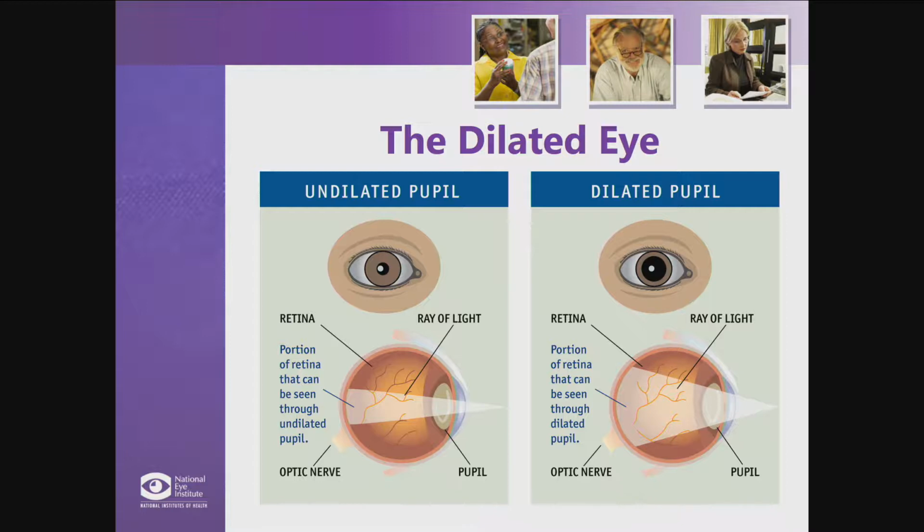And we understand that. For one, the drops kind of burn. And then we don't like the feeling of the blurriness that it causes. But the reason it's important, when someone's eye is not dilated, this is the view we get. Our light can only get through a very small area of the pupil, and we can see a little bit in the back. But if we dilate your eye, we get a big view and we can see a lot. So we can look much better for things like diabetes in the back of the eyes or any other retina diseases. So that's why it's important.